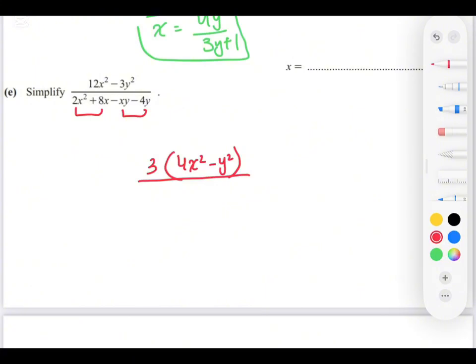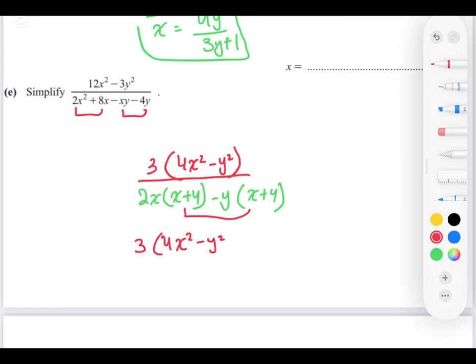So when we take common from these two terms, the 2x will be the common, so x plus 4 will be remaining. And in this you can see that we can take negative y as a common, so the sign will be changed in the bracket, so x plus 4 will be the common. Now you can see that both have the same common, so I will write 3(4x² - y²) divided by x + 4, and on the outer side we have (2x - y). This will not be the final answer.